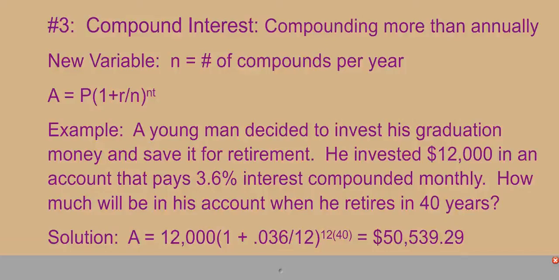So the trick to getting this one correct with your calculator is to do the multiplication of the exponent first. Do the 12 times 40, which is 480. And if you do that first, you can then plug the problem exactly the way it looks into your calculator: 12,000, parenthesis, 1 plus 0.036 divided by 12, close the parenthesis, to the 480th power. If you do that, you will get $50,539.29.